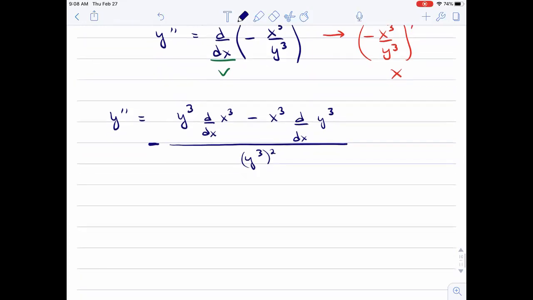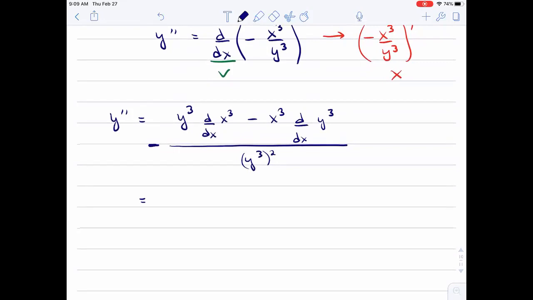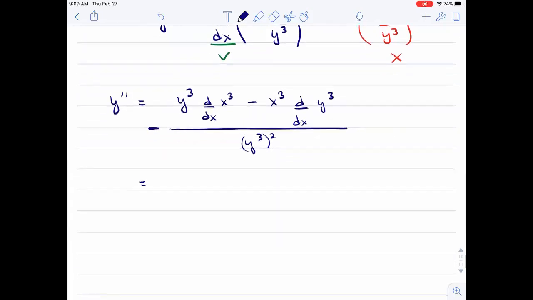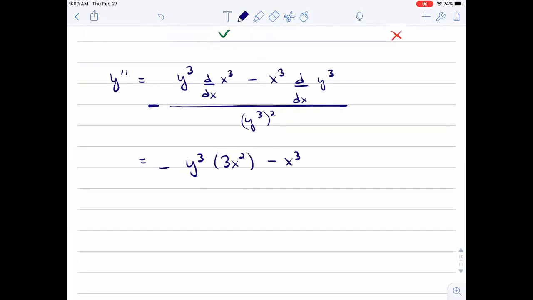So now I can simplify this. The only one that's going to be a little bit new is that derivative of y to the 3, right? We get 3y squared times y prime. So we've got negative y to the 3 times 3x squared, minus x to the 3 times 3y squared times y prime, all over y to the power of 6, 3 times 2.